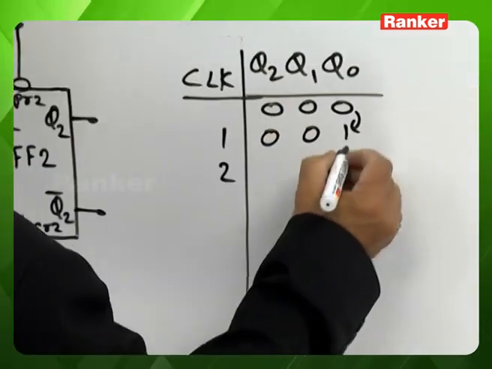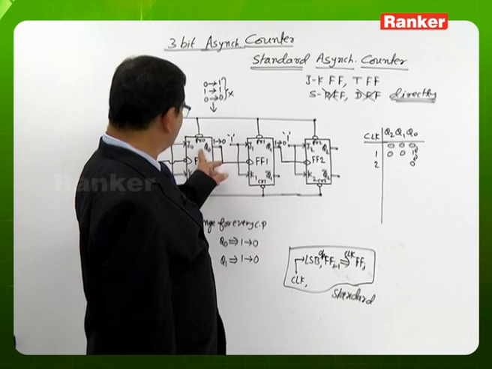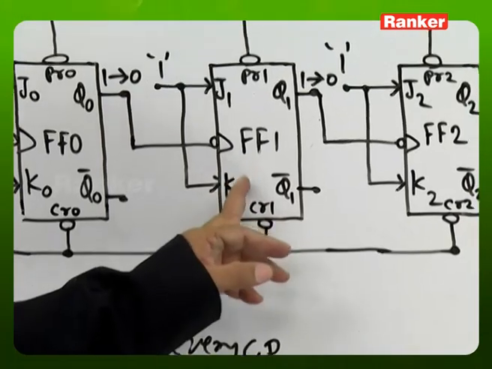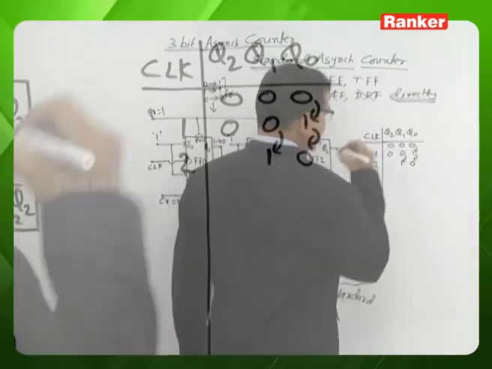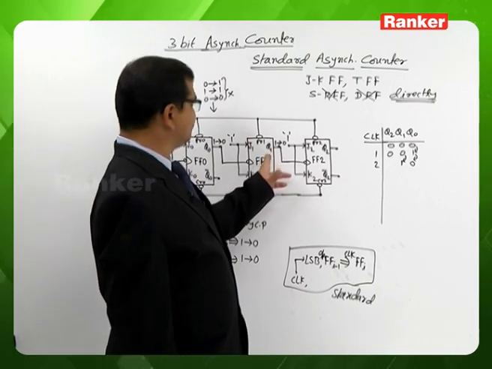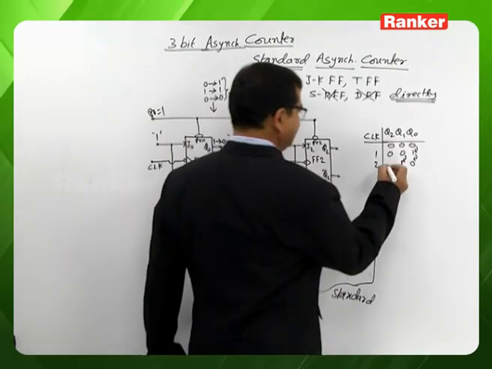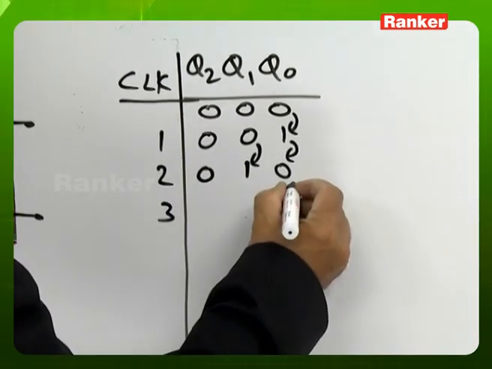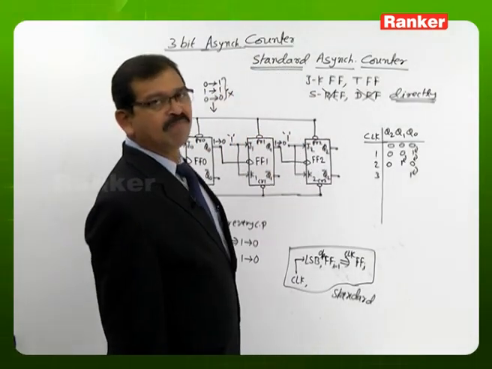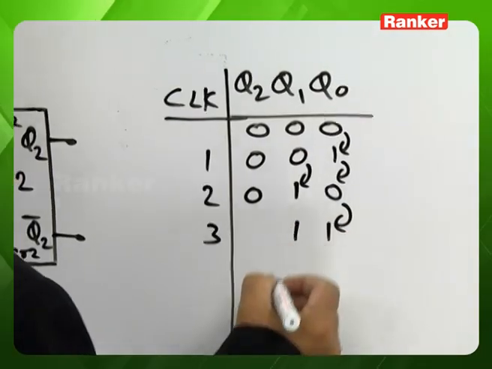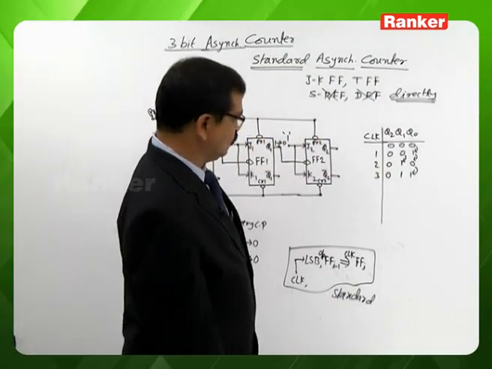With the second clock pulse, Q0 has to change, and it is changing 1 to 0. Whenever Q0 changes 1 to 0, it is a clock to flip-flop 1, so flip-flop 1 has to change. It is changing 0 to 1. Whenever Q1 changes 0 to 1, that is not a clock to flip-flop 2, so flip-flop 2 is not changing. On the third clock pulse, Q0 changes 0 to 1. It is not a clock to flip-flop 1, so no change in flip-flop 1. Once flip-flop 1 is not changing, there is no chance for flip-flop 2 to change. So flip-flop 2 will remain 0.